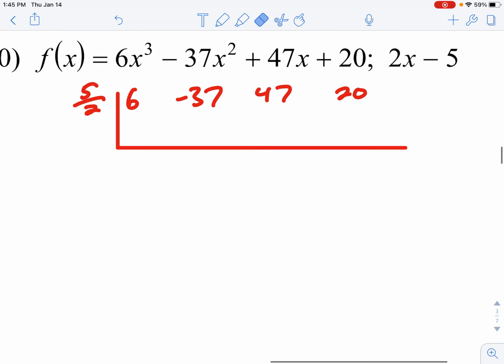Okay, now let's do this process. Bring down the 6. Multiply 5 halves times 6. If you're not good with fractions, turn on a calculator, type in 5 halves times 6. It's okay.